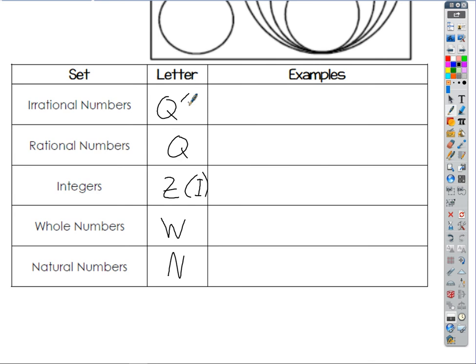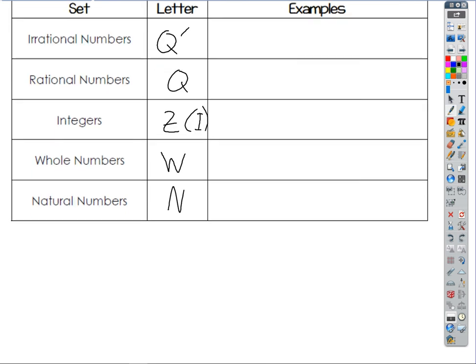So examples. Let's start with, well, just somebody pick one. Which one do you want to do? Natural numbers. How do we define the set of natural numbers? If we use our set notation, what's included in that? 1, 2, 3, etc. Same pattern. Okay, whole numbers, what's that add? 0. Good.